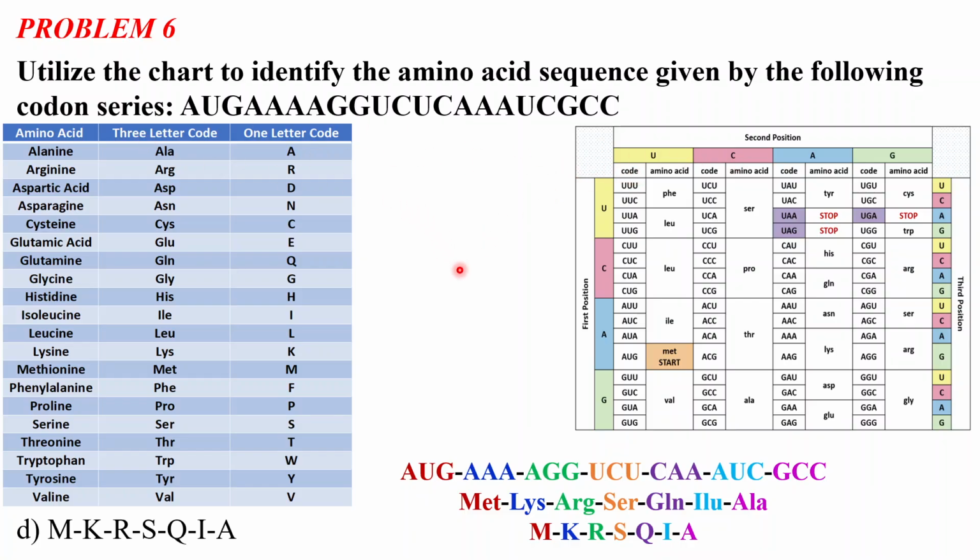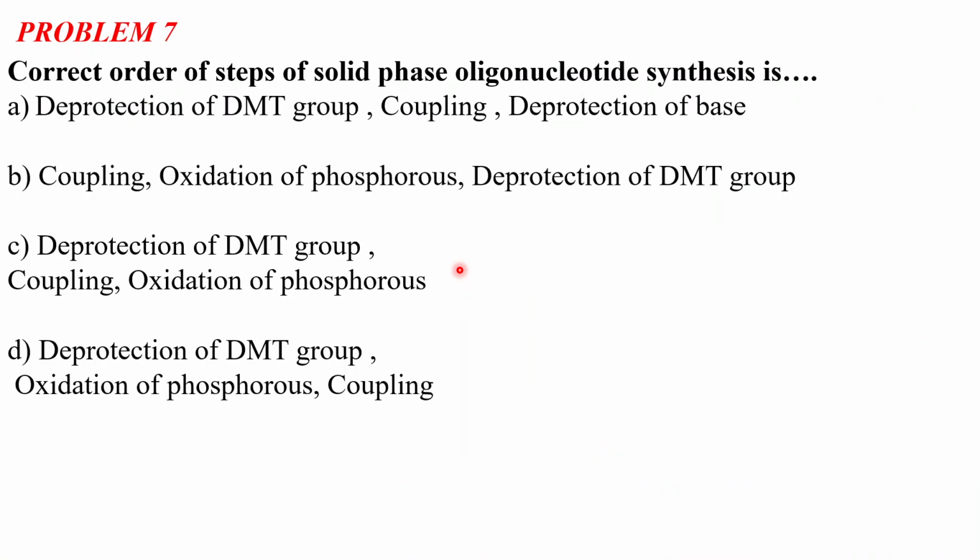Okay. Now I will go to the next problem. Problem number 7 says, the correct order of the steps of solid phase oligonucleotide synthesis is: number 1, deprotection of a DMT group, coupling, and deprotection of base.